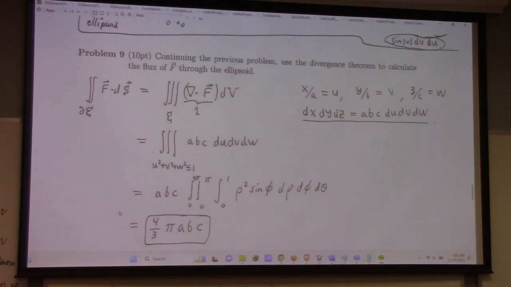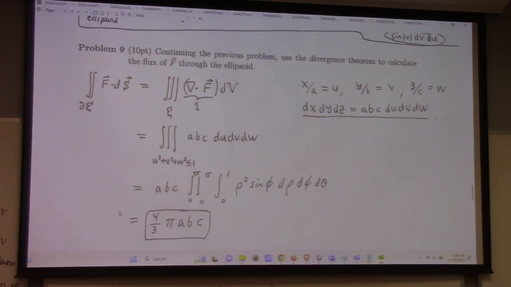Now, see here, problem 9. Oh, look at that. Use the divergence theorem to calculate the flux through the ellipsoid. Well then, man, look at how easy. Goodness gracious, that's cool how that goes. And here we make the interesting change of variables that makes the ellipsoid into a sphere, that makes the integrals silly.